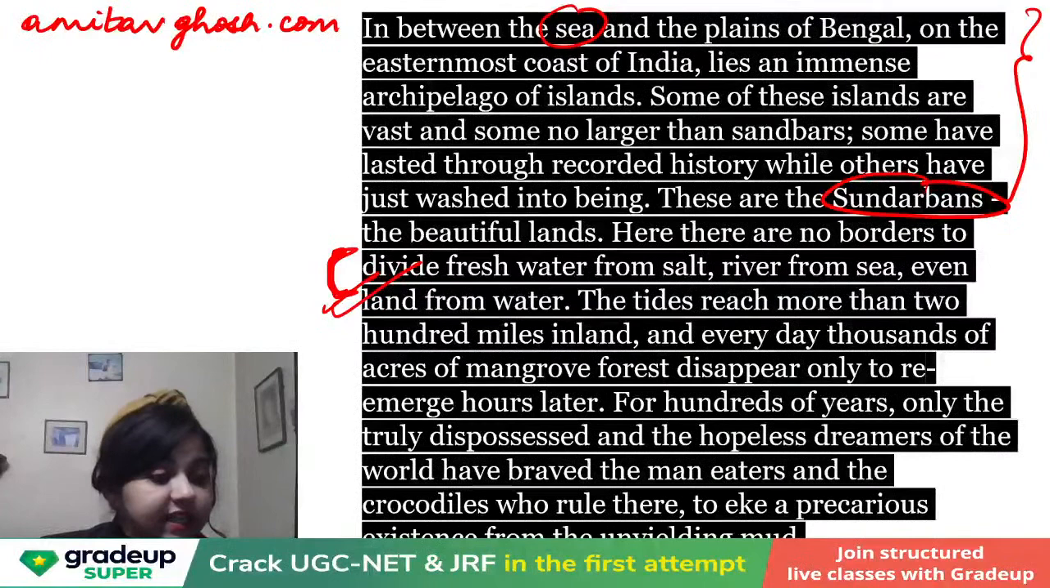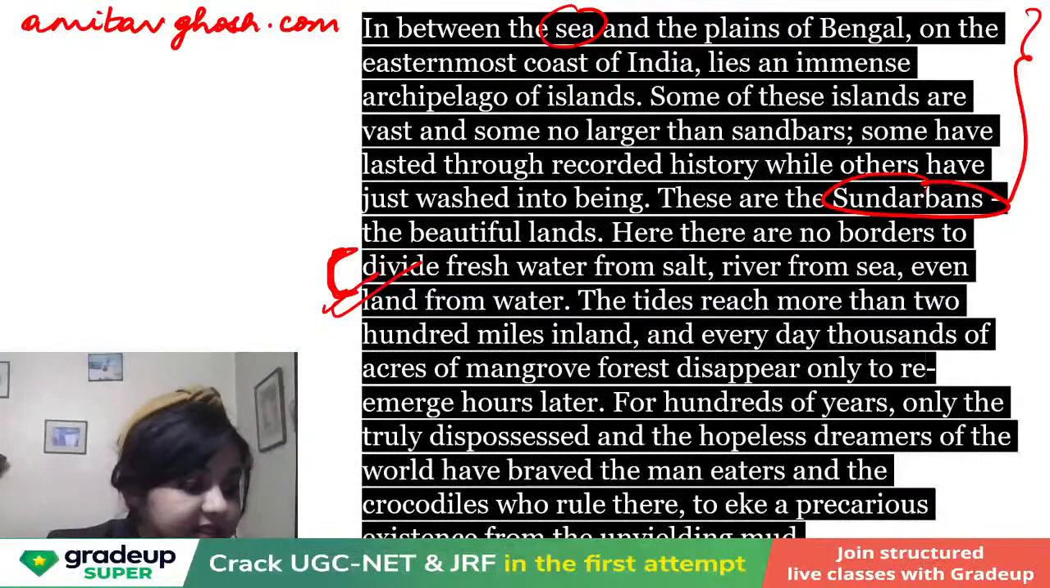How they were forced to stay in certain areas, just because they do not belong to the country. How you are treating them inhumanly. These are questions of humanity that he's trying to raise. Then what is the point of being the largest democracy?